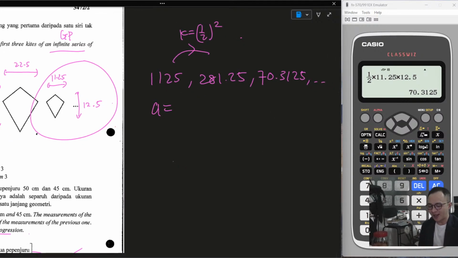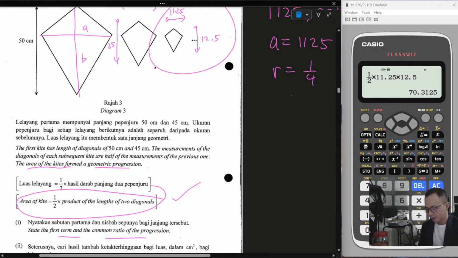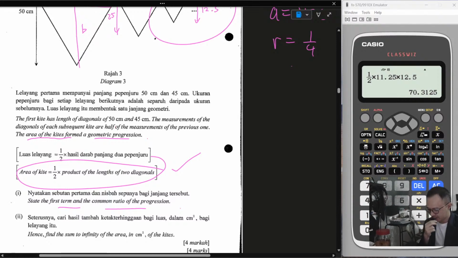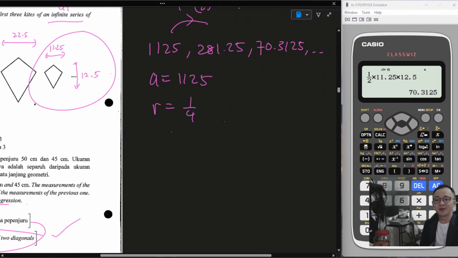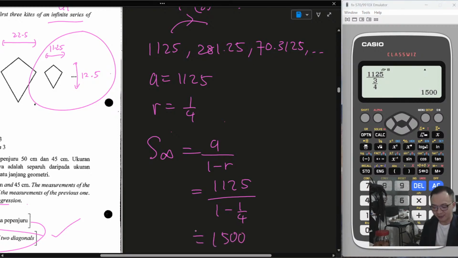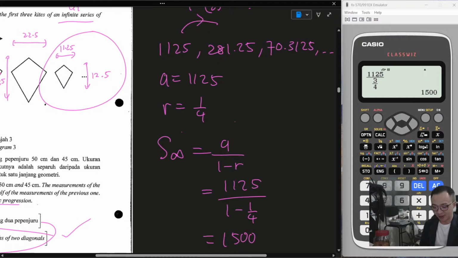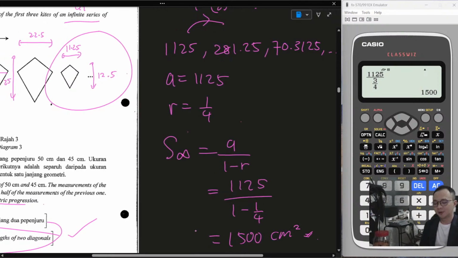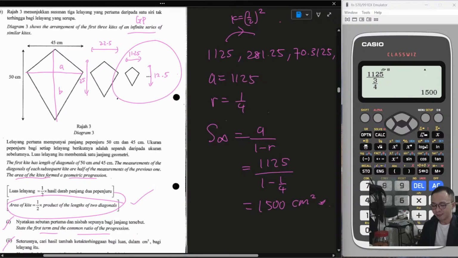So, alright, my A is 1125. My R is 1 over 4. So then find the sum to infinity of the kite. So we will just sum to infinity: A over 1 minus R. So we just do like this. That means you add all the kites, you will get about 1,500 centimeters square. This kind of question is not that bad. In fact, it's quite straightforward.